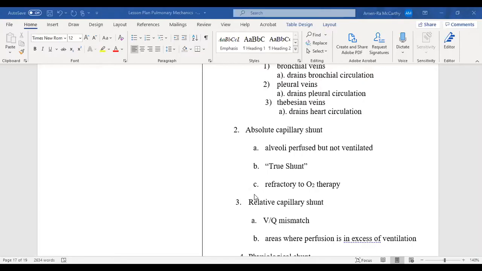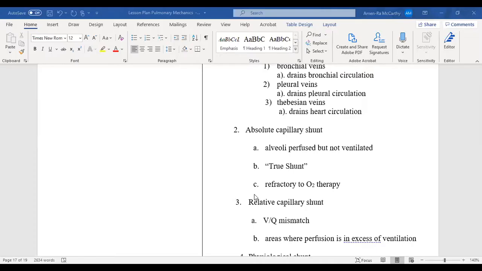But an absolute, smack in your face true shunt is when you have perfusion, but no ventilation at all, okay? That is a true shunt, right? Also known as an absolute capillary shunt. It's no nonsense, perfusion with no ventilation, okay? This type of shunt is refractory to oxygen therapy.